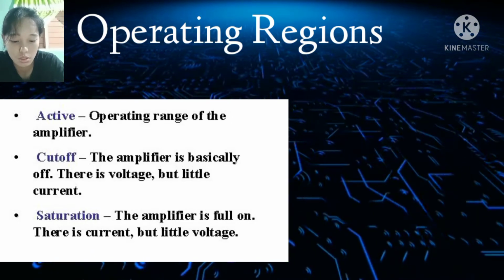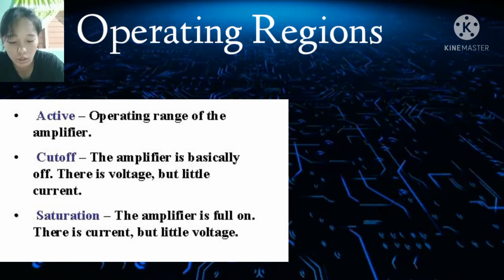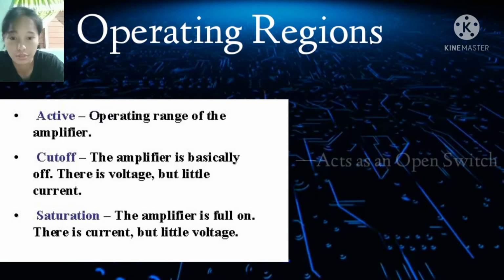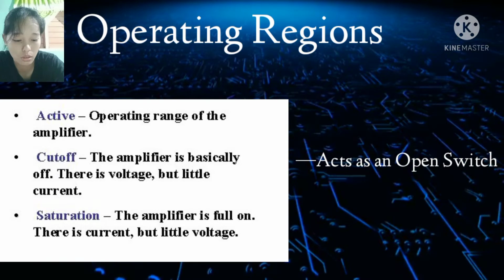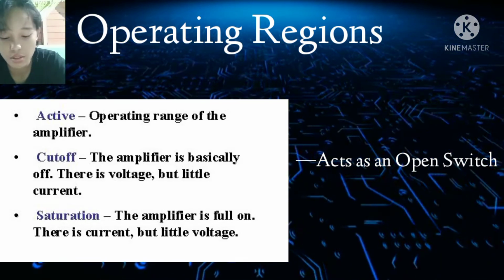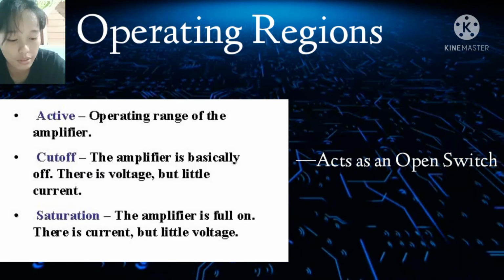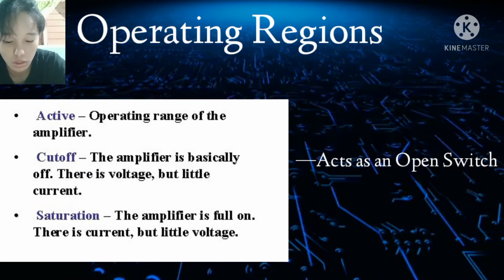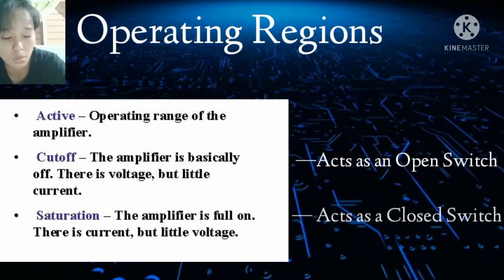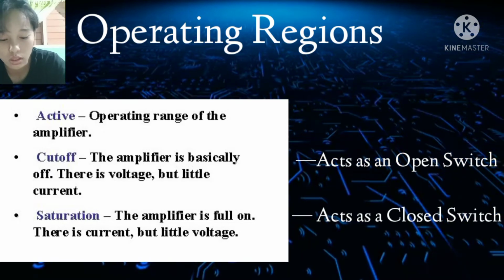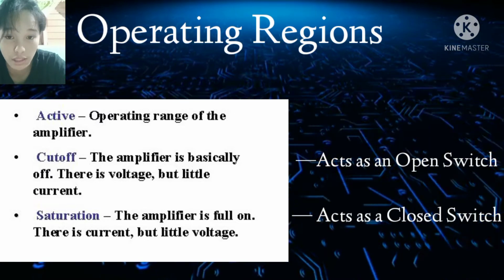This means that the transistor only operates in cutoff when both the emitter junction and collector junction are reverse biased. Di ba, when reverse biased, that is where open switching occurs. And for the saturation region, unlike cutoff, this tends to behave as a closed switch. So the cutoff region is an open switch while the saturation region is a closed switch. This means the transistor operates when both the emitter junction and collector junction are forward biased.